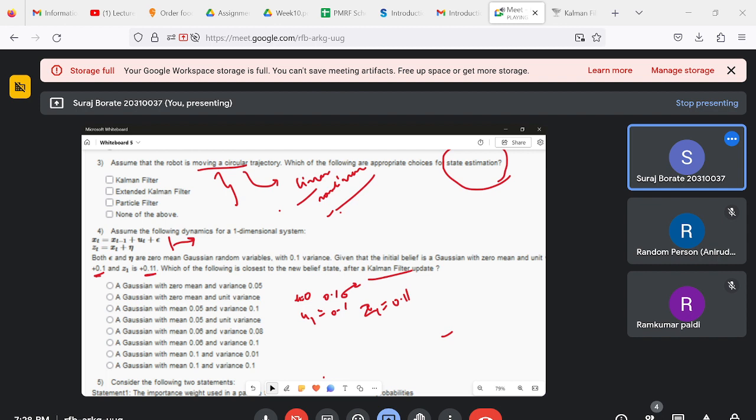Yes, you are asking something? Previous week, week number 9 assignment. I have one doubt, sir. In that we have a question saying which of the following are valid state variables for a Markov model. It's a multiple correct answer question.